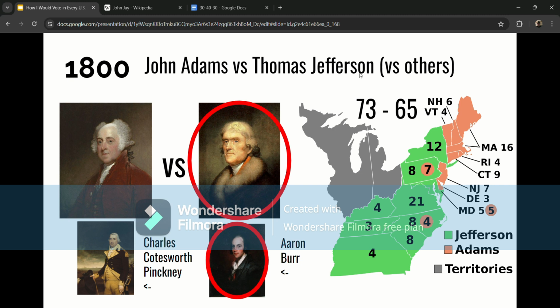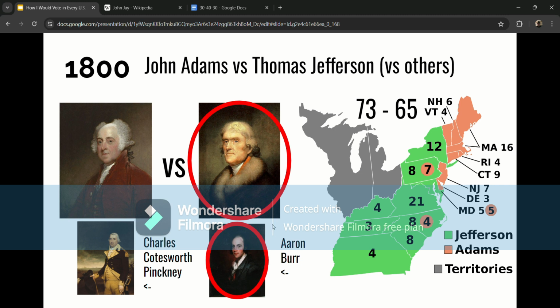As you can see here on the electoral map, it was 73 to 65. 73 electoral votes went to Jefferson, and 65 went to John Adams. But as this is still pre-12th Amendment, one elector, who cast the electoral votes, was supposed to cast another vote for George Clinton or another Democratic-Republican who was not Aaron Burr, but they messed up and gave the electoral vote to Aaron Burr anyway, thus essentially tying these two men for the presidency.